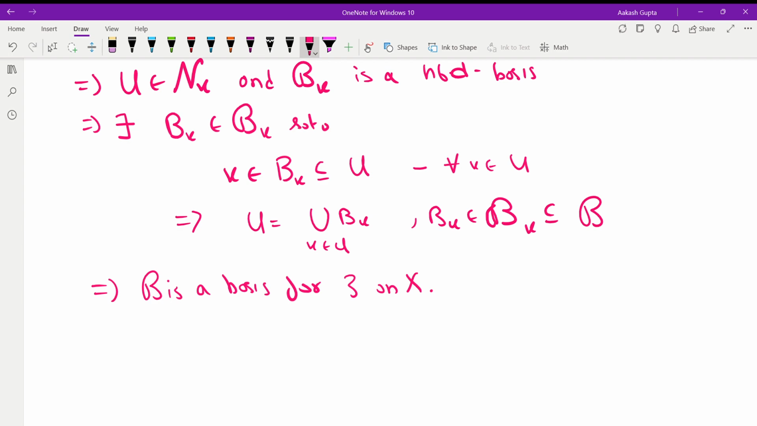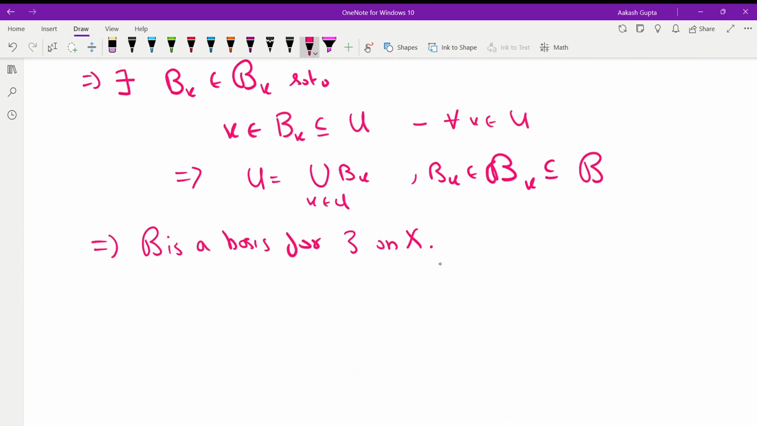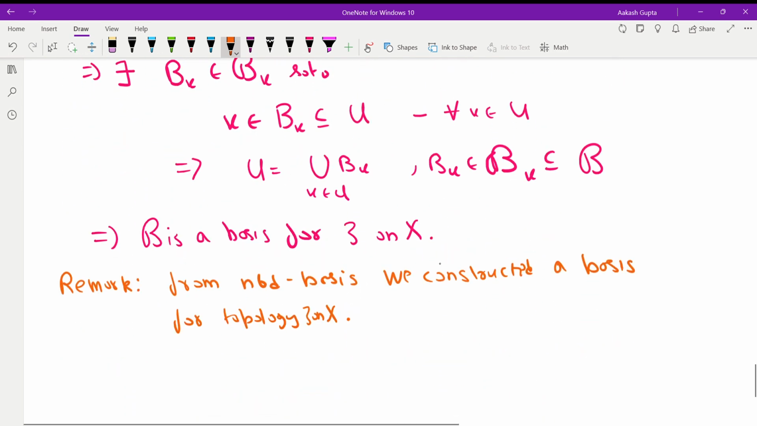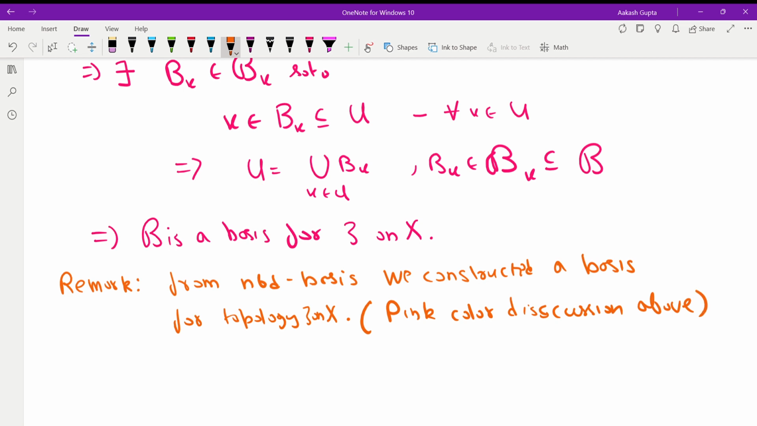So you see what we have done here. Let me add it as a remark. Remark: from a neighborhood basis, we constructed a basis for the topology tau on X. Now, this is pink color, okay? Pink color, the discussion above. Let us continue.